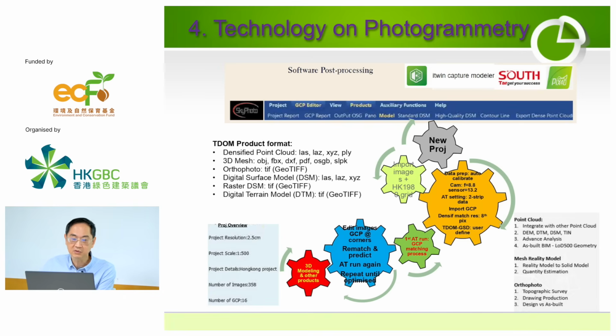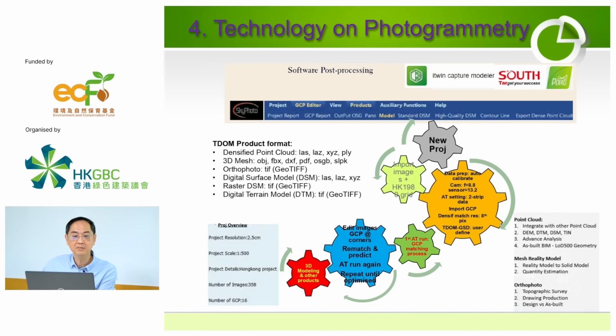And then you will do aerial triangulation, and then you will do the matching, and then you repeat to do the optimization. Finally, we will have the 3D models. For this software, my company normally will use two software. One is iTwin Capture Modeler. The other is South Sky Photo, or even Pix4D can help. And then we will have the true digital orthophoto model as the first output.